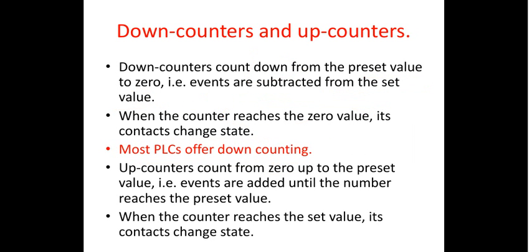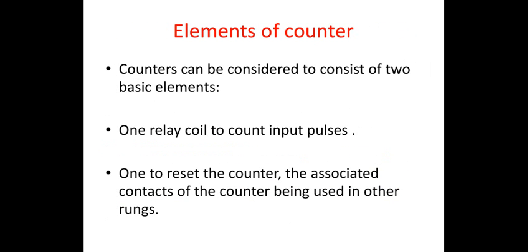Maybe before that, let me look into the elements of counters. Before looking into the diagram, let us have an idea about what are the possible elements that a counter possesses. A counter can be considered to consist of two basic elements. One is a relay coil to count the input pulses. See, you have got a door here, something like this. I got a door. Now I wish to have the record of the entry of the people who are coming from here, right?